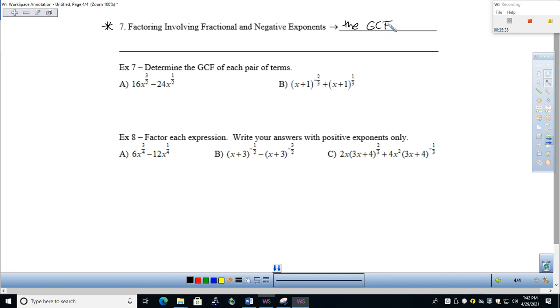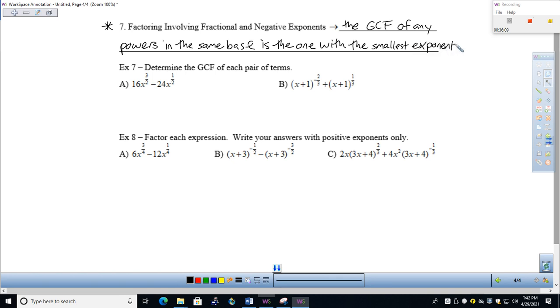The GCF of any powers in the same base is the one with the smallest exponent. Just keep that in mind.